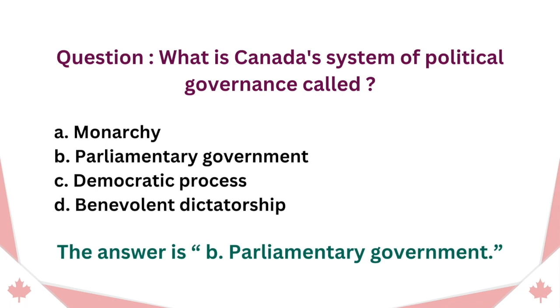Question. What is Canada's system of political governance called? A. Monarchy. B. Parliamentary government. C. Democratic process. D. Benevolent dictatorship. The answer is B. Parliamentary government.